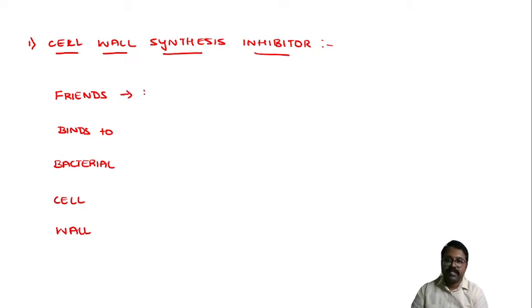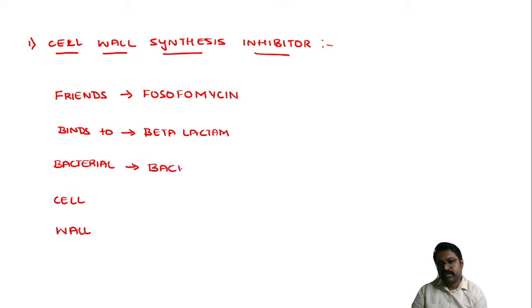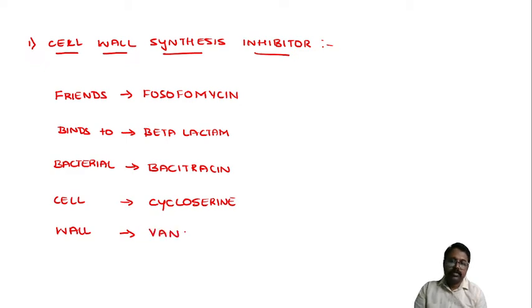So FBBCV: F stands for phosphomycin. B stands for beta lactam. One more B stands for bacitracin, and next C stands for cycloserine, and the last V stands for vancomycin.